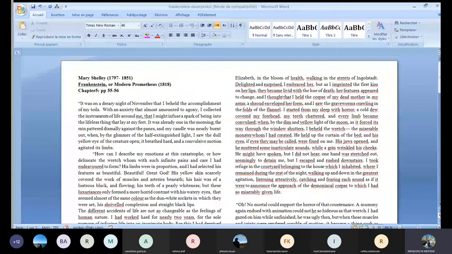Can you give me your idea about this first paragraph before we start the analysis? Anyone? I want your views about the first paragraph, what you think it speaks about. Can you explain it?